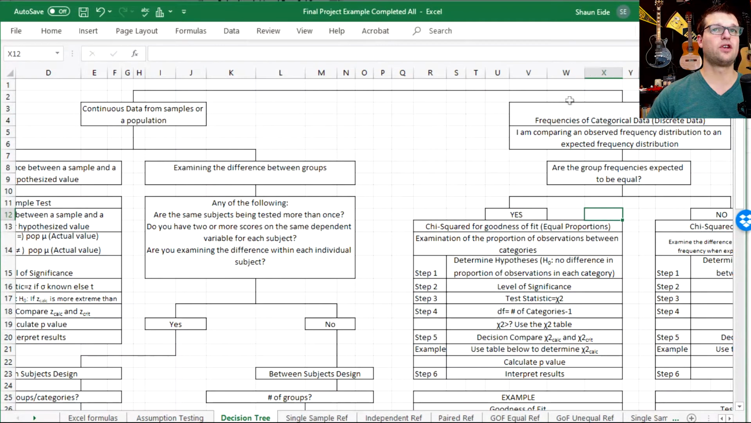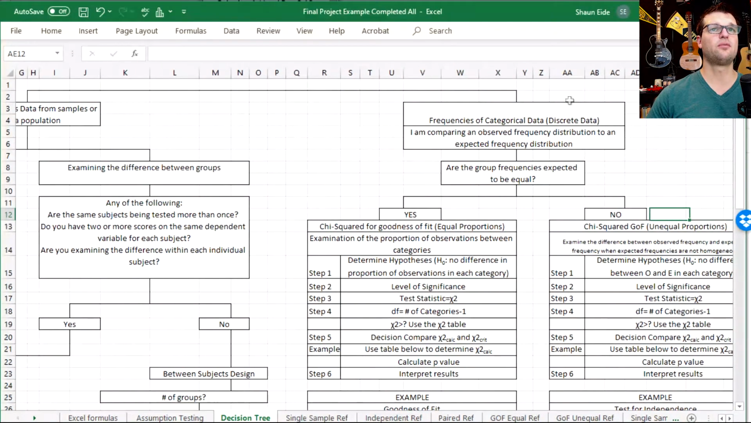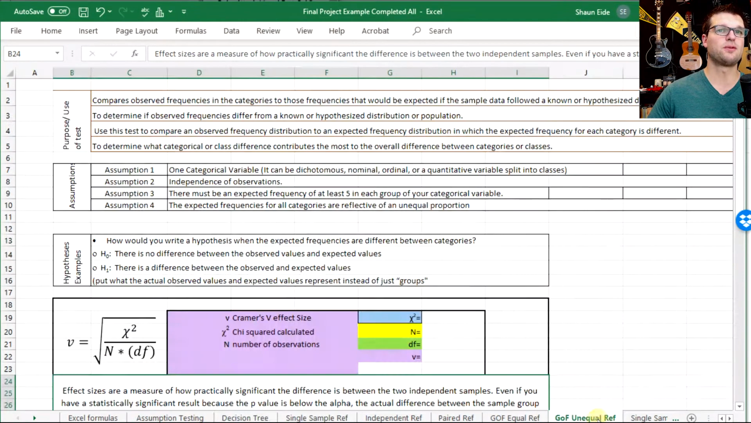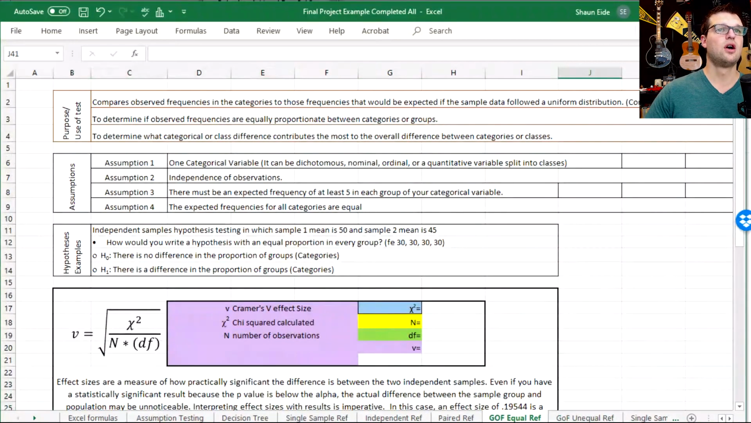If yes, come over here. If no, come over here. They're just a little bit different, but they're pretty close to exactly the same. So we do expect them to be equal, so we're going to do chi-squared goodness of fit for equal proportions. So you've got this right down here, the goodness of fit for equal reference. This is the final project example sheet.